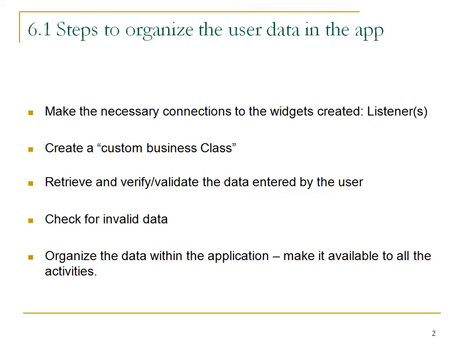And I call it a custom business class because this is how people think of classes that are made to store data that is used in their application. So the business of the application is the bowling scores. And we'll make a class for throwing around bowling scores. So we're going to not only retrieve, but we're going to verify and validate the data that's entered by the user. If they enter 650, that's not a valid bowling score. And we will check then for that invalid data.